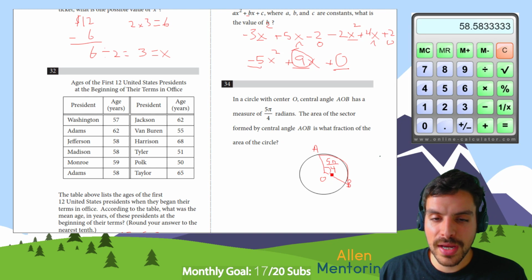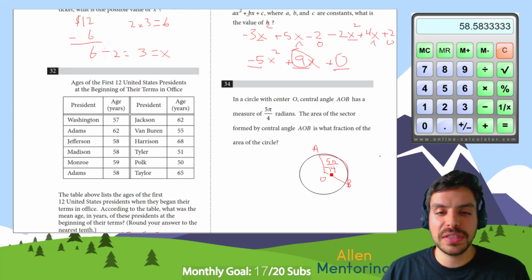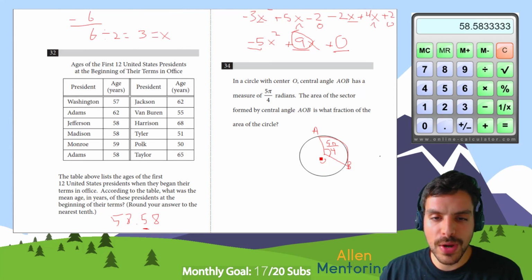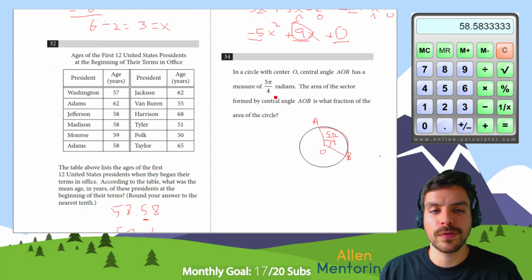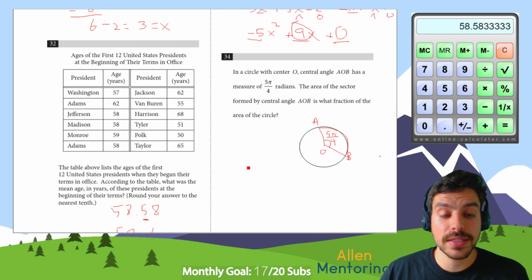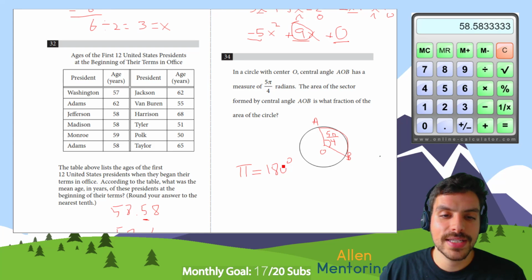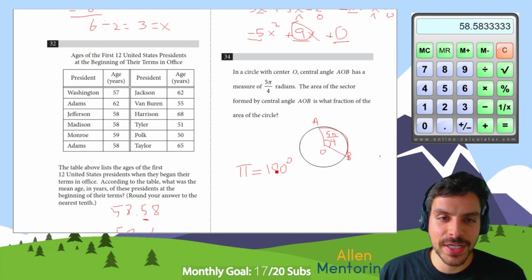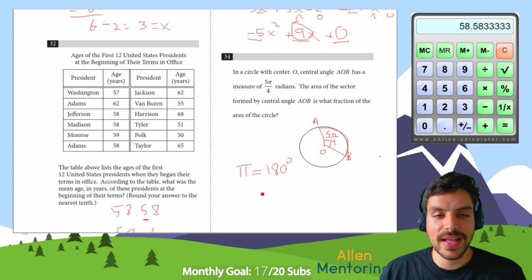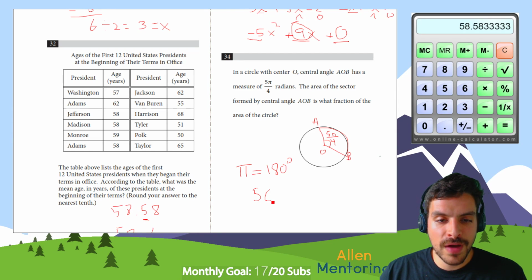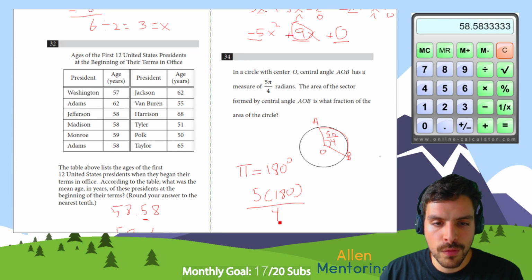We'll do a similar thing, except we have to find out how many degrees this angle is. So how do we convert 5 pi over 4 radians into degrees? And the way that you do that is you remember that pi is equal to 180 degrees. Whenever you're converting radians to degrees, do not forget that pi is equal to 180 degrees in your calculations. And so if that's the case, you would do 5 times 180 divided by 4.